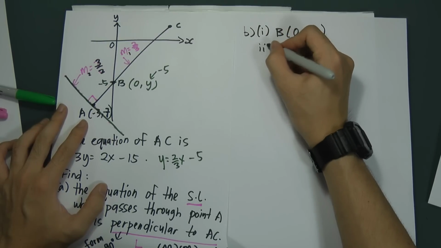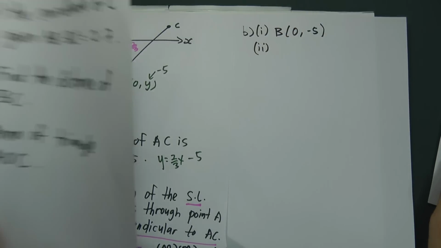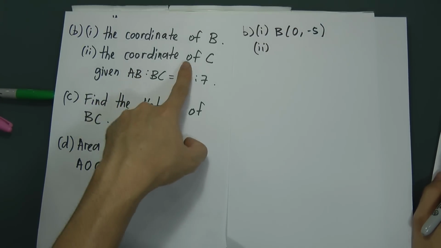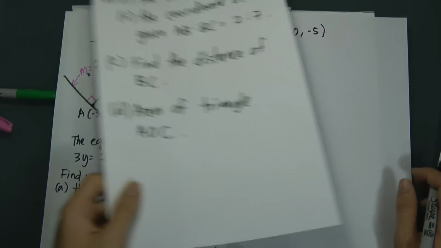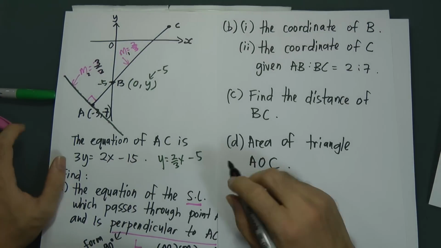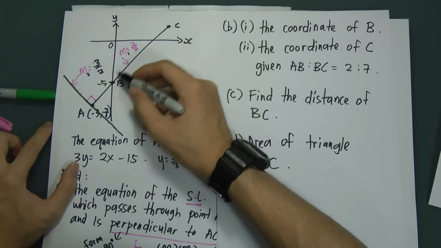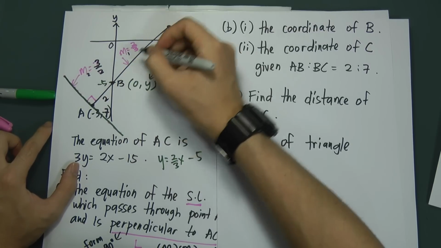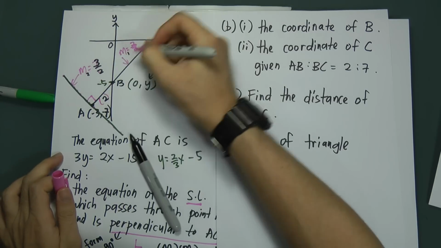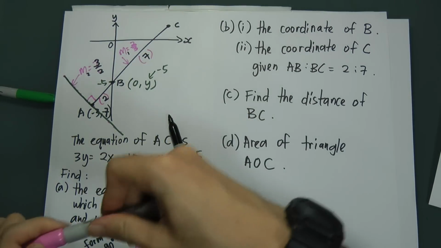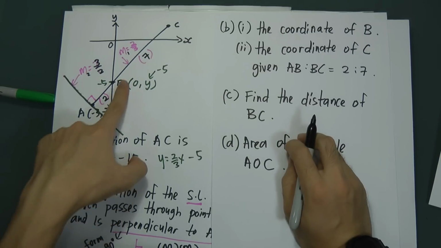Okay, and then for part 2, what he asked is the coordinate of C, given that AB to BC is 2:7. So over here, AB ratio BC is 2:7. Okay, it's 2:7. I just make it so you can see better. Okay, now you got the ratio.